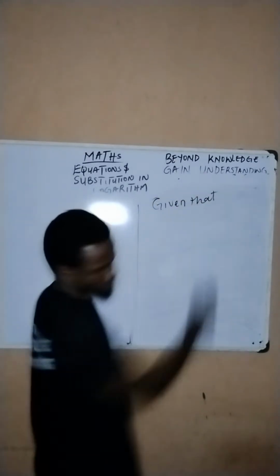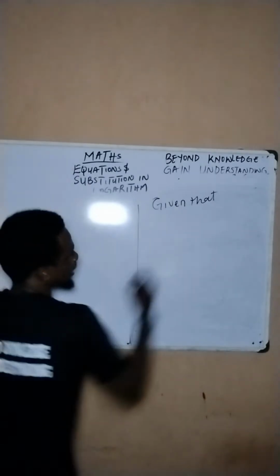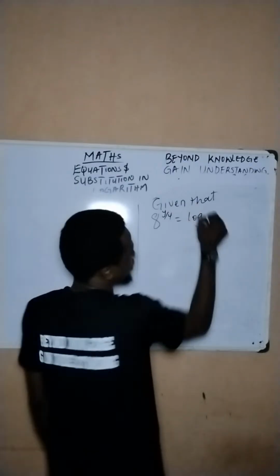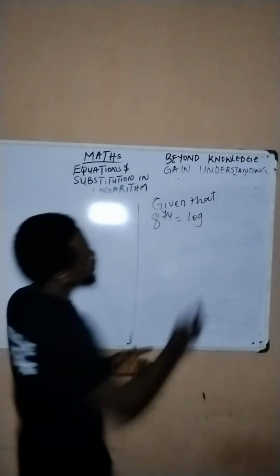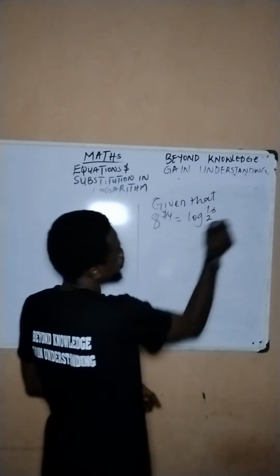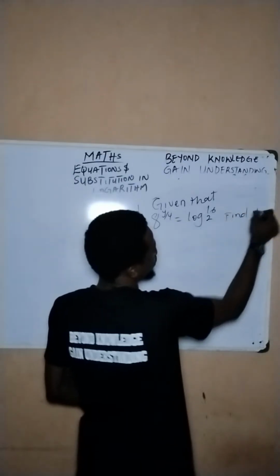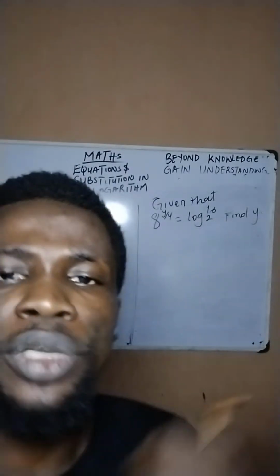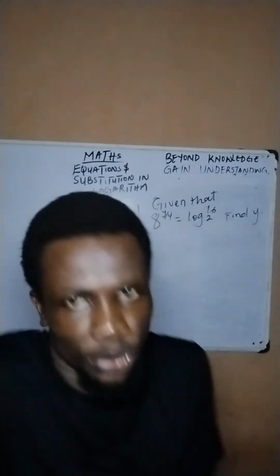Given that 8 raised to the power of y over 4 equals log 16 base 2, find the value of y. Yes, find the value of y. How do you propose we start solving this? What do we do?